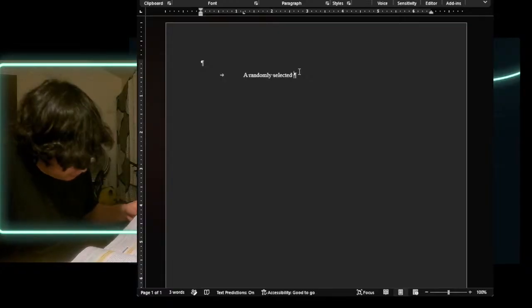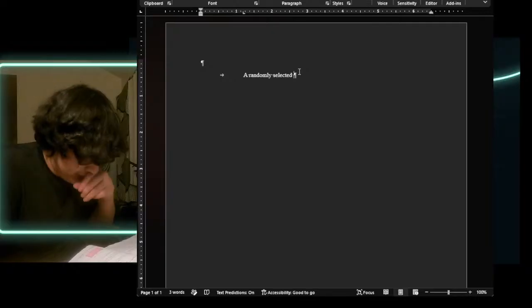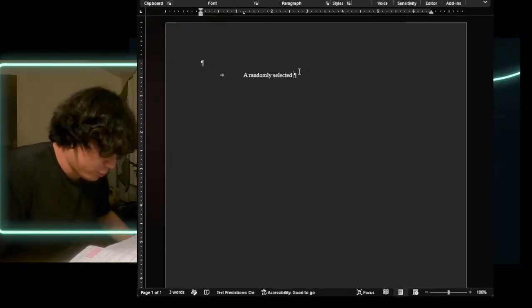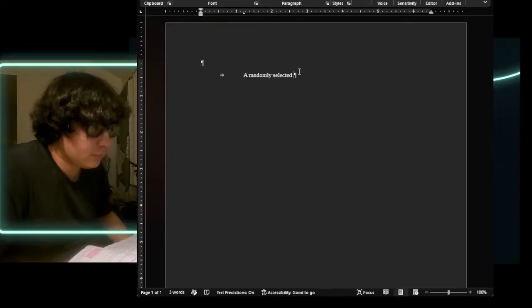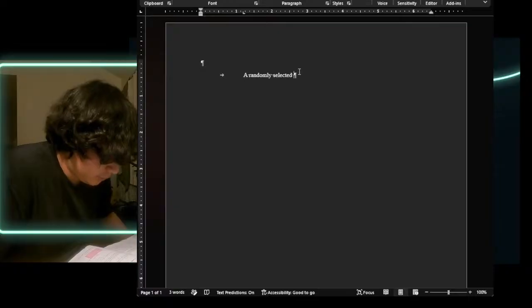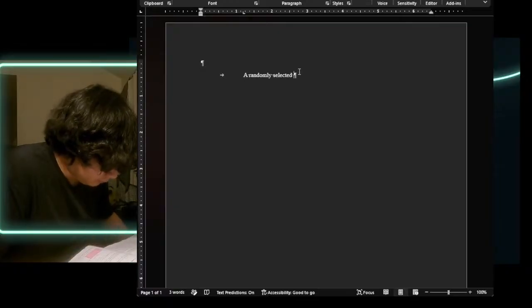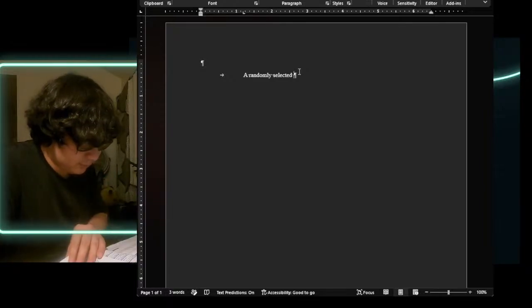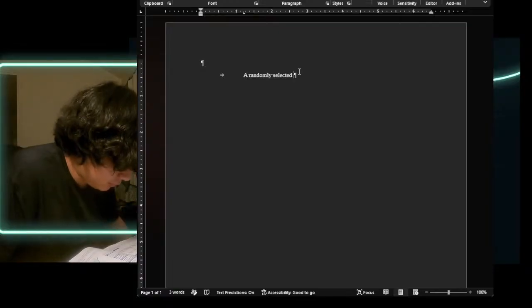Density curve. We call it density curve, right? A bell-shaped graph is called a density curve for standard normal distributions. Density curve. All right. That is a density curve.